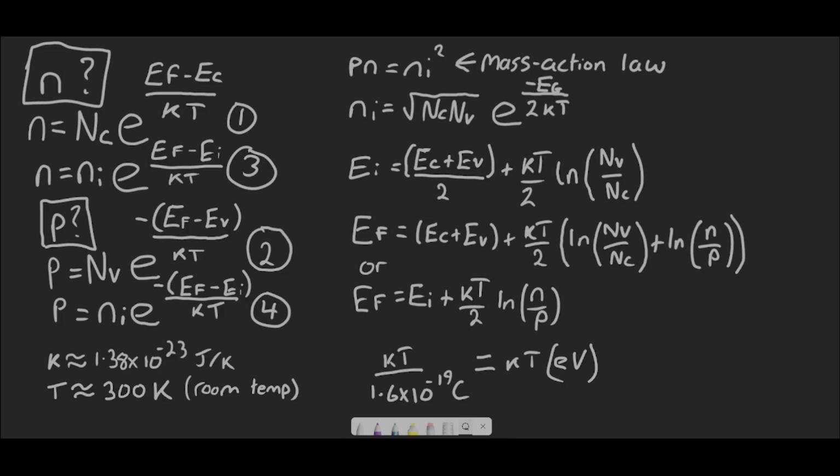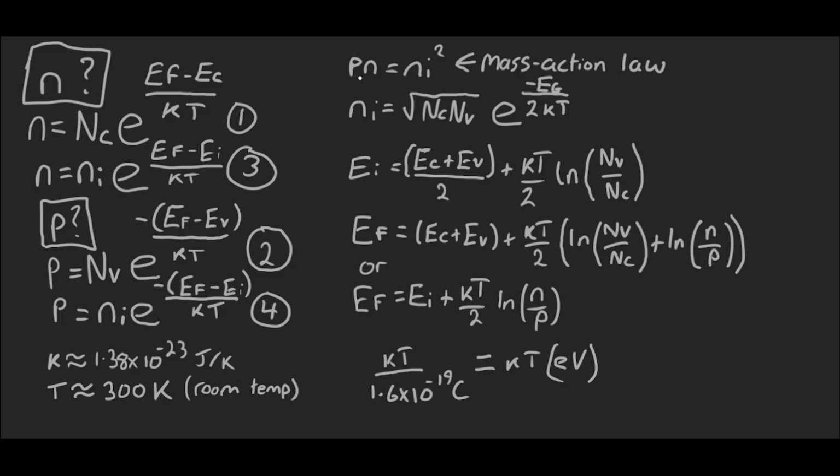But what is Ni? Ni is the intrinsic concentration, and if we multiply equation 3 and equation 4, we get what is called here at the top the mass action law. It's basically a rule that Pn equals Ni squared. So if we know Ni and we know P or N, we can rearrange for the unknown variable.